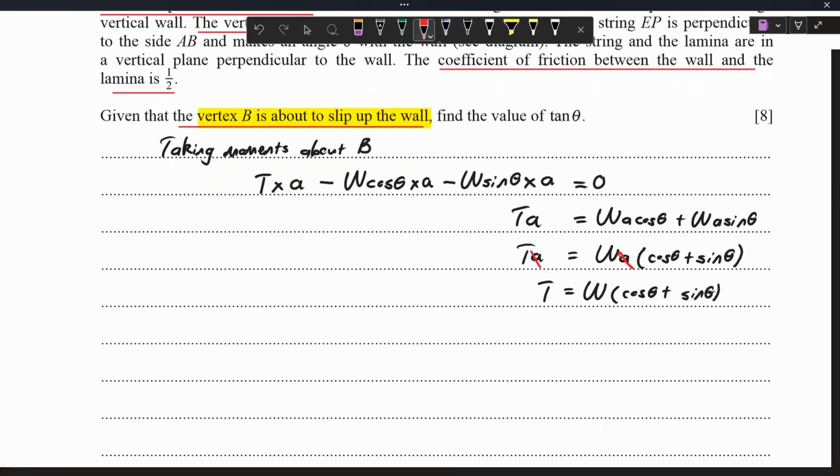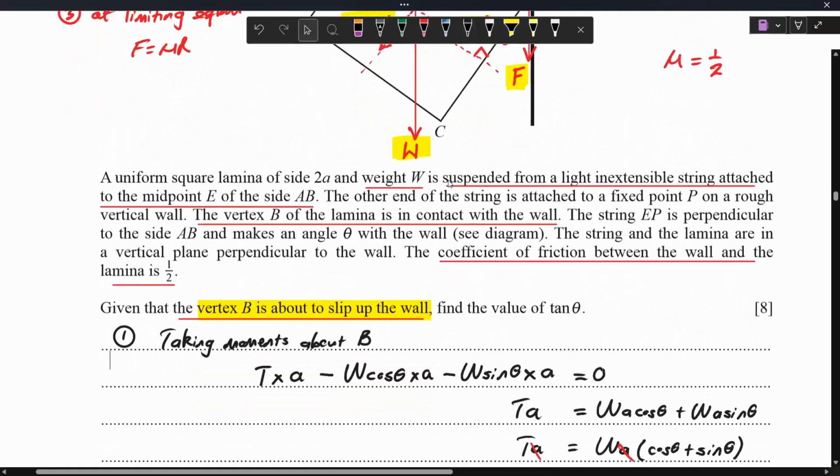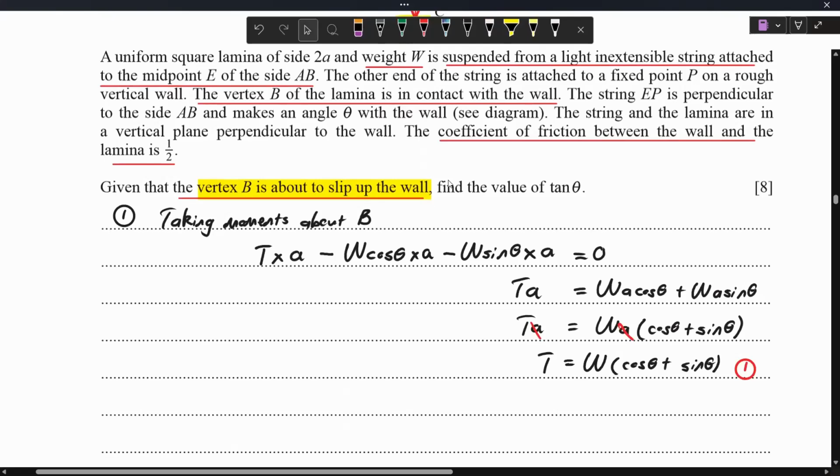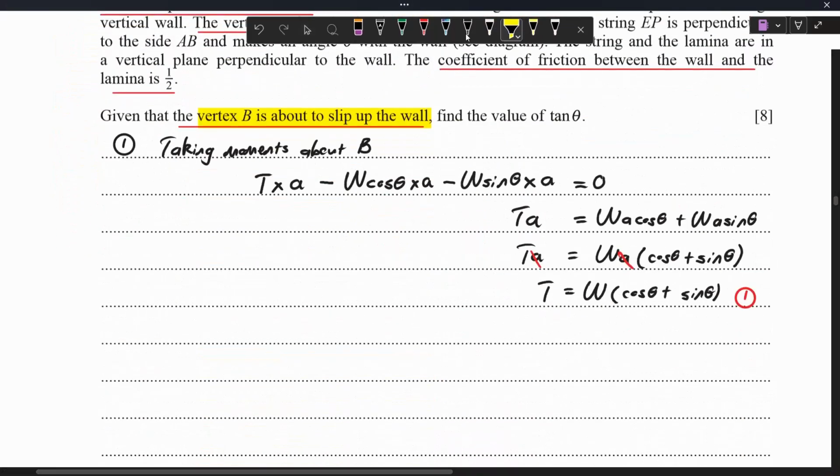So let's leave it here for now. I'm just going to call this equation 1 as we are likely going to need it along the way. So we have done the very first thing, and that is taking moments about B, using the fact that the sum of moments about any point is 0. Now we want to do the second important thing, which is to consider that the resultant force in any direction is 0. So that's going to be number 2.